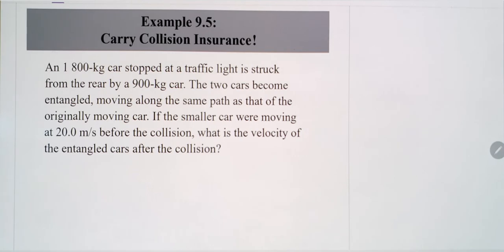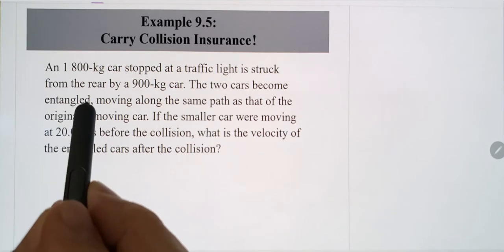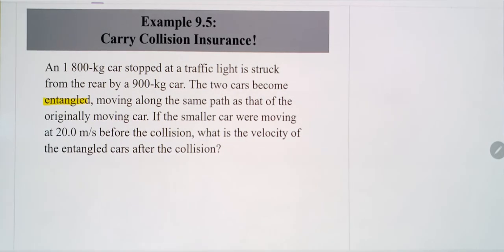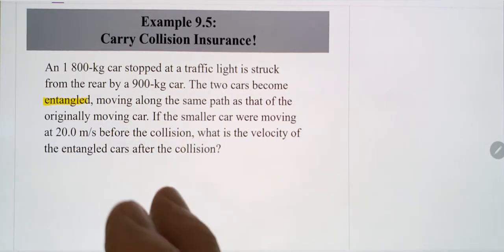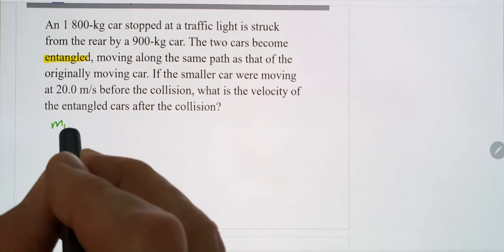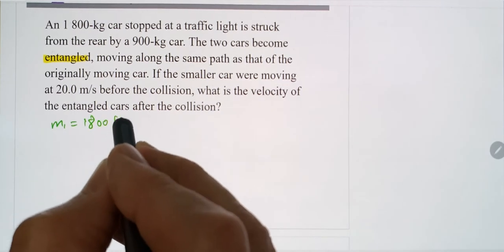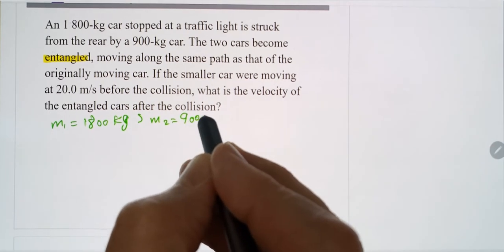Thank you, Adel. So first of all, he told us they become entangled. So right away it's a total inelastic collision. We call it total inelastic collision because they stuck together, they entangled. So let's write the information given for us. M1 is equal 1800 kilogram. M2 is equal 900 kilogram.